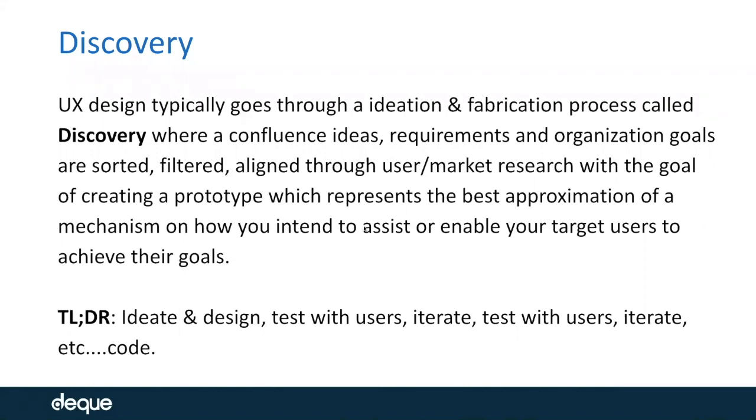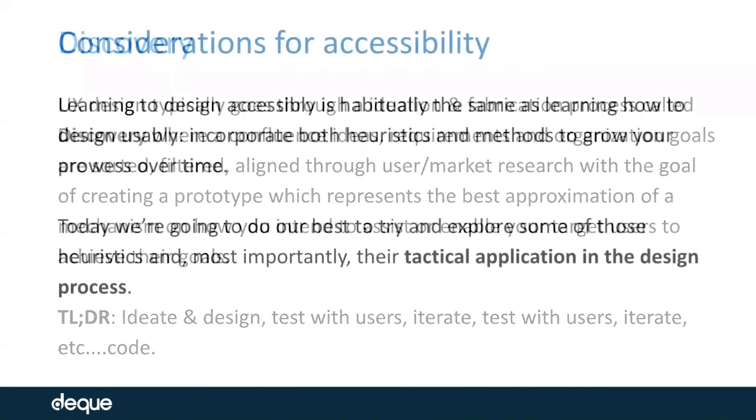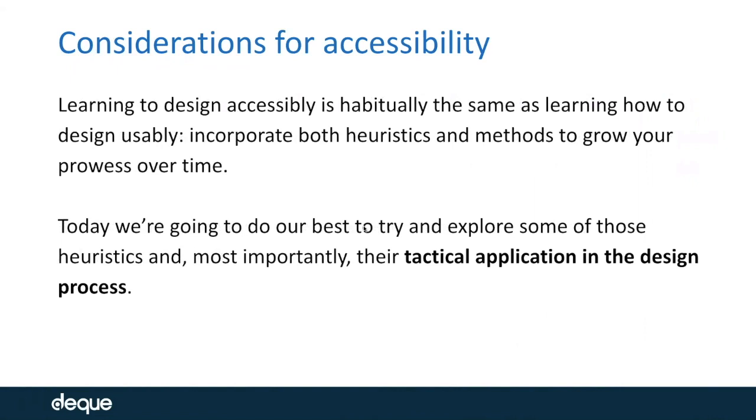Those tend to be things like prototypes. Sometimes you'll see mental models come out of them as well. But a prototype in some level of fidelity is a reflection of how your target user is going to achieve their goals. The TLDR is that we iterate design and test with users, and iterate, test with users, and iterate, test with users, and then in the end it goes to be built. The reason that's important is the considerations for accessibility: we want to be thinking about and doing accessibility throughout that design process.